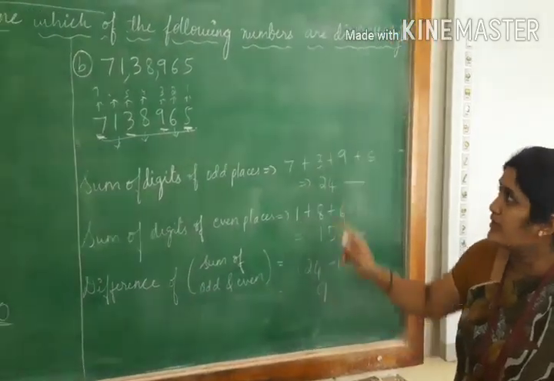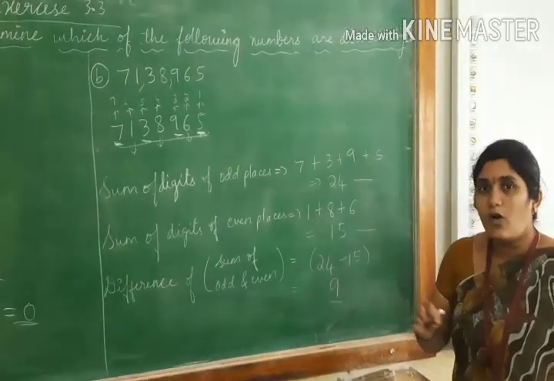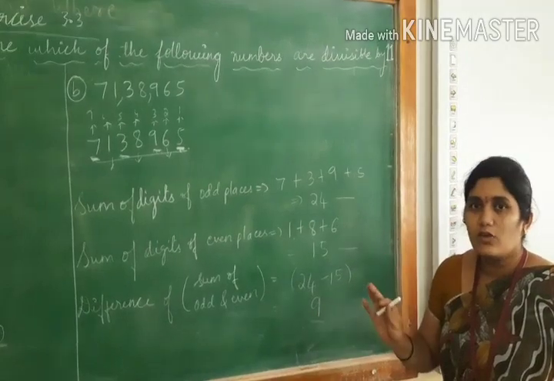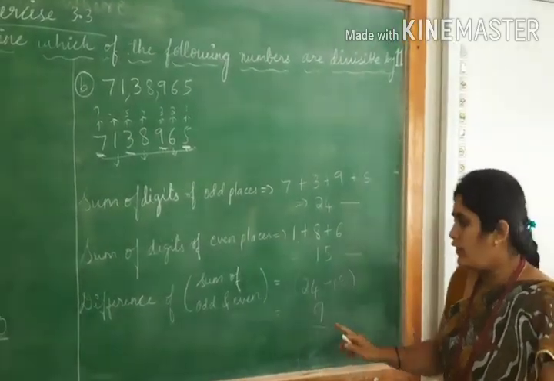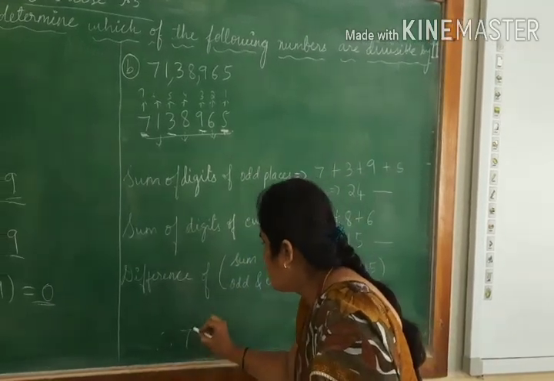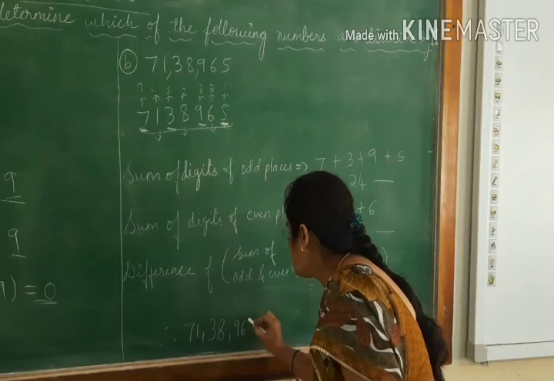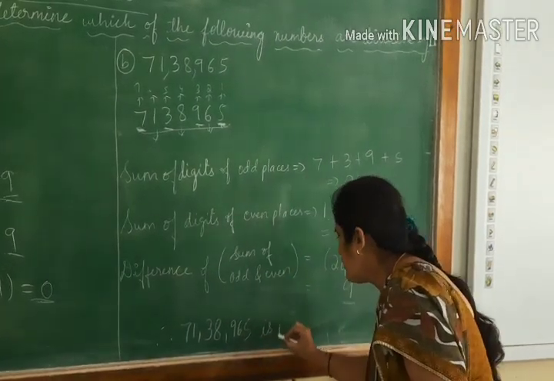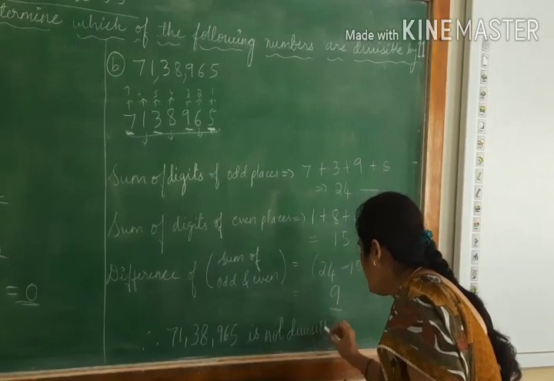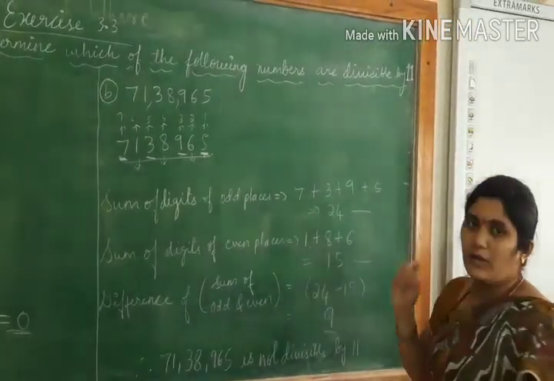According to the rule of divisibility for 11, the difference should be either 0 or a multiple of 11. But here 9 is not 0 and also not a multiple of 11. So we can say that therefore 71 lakh 38,965 is not divisible by 11.